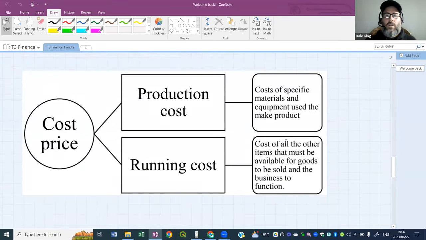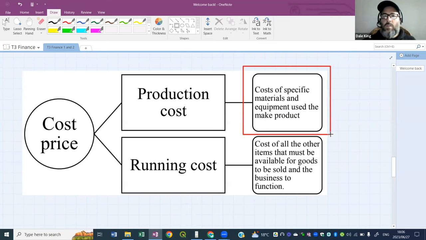All right. Now, here we go. This is a diagram that needs to be considered when you're working out your cost price. There are two parts to it. We have the production costs, which is the one that you guys are most familiar with. Your production costs here are the costs of specific materials and equipment used to make the product. So in making your product, these are the costs that you are going to incur if you're buying things to make your product. So those are the production costs to produce something.